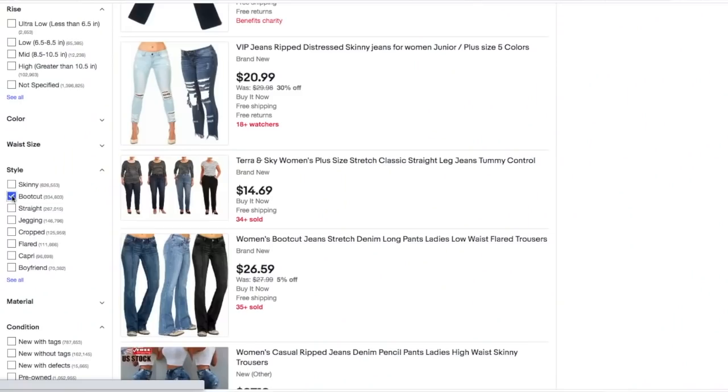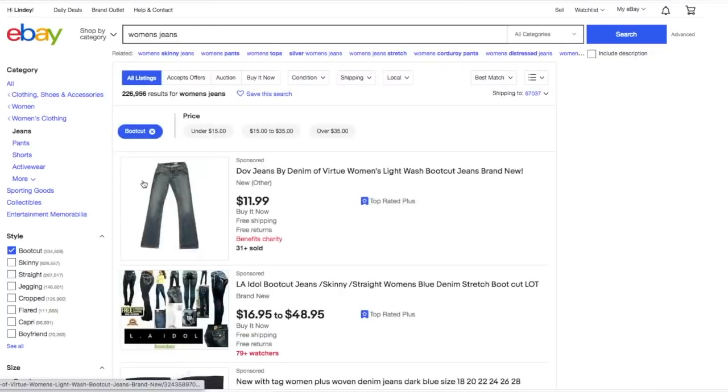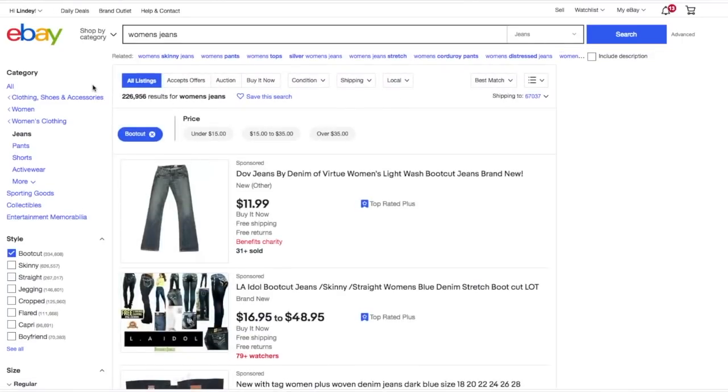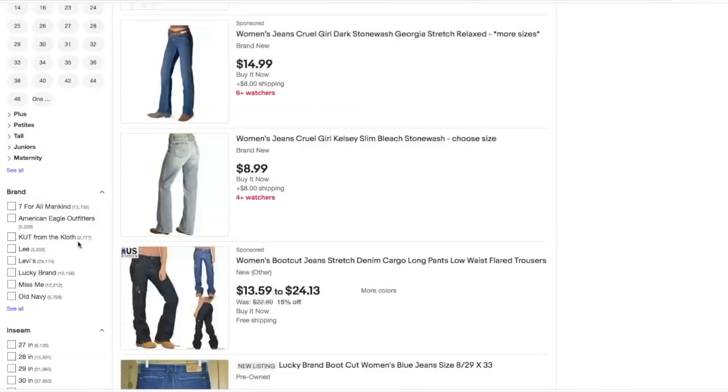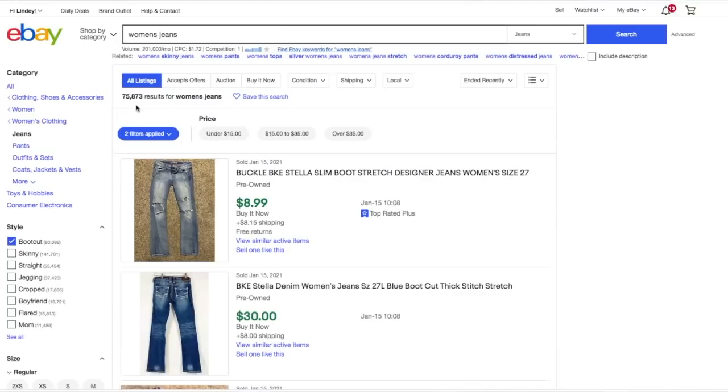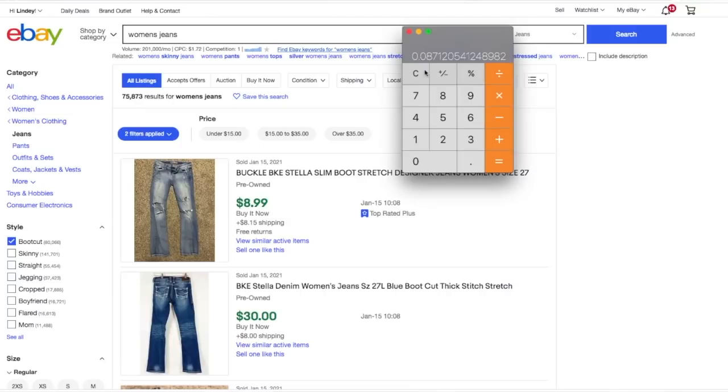You'd have to look at other categories to get a better idea. So let's take a look at another category. All right, let's take a look at bootcut jeans. So we can see bootcut jeans have a total of 226,956 active items. Let's find out how many have sold. So in the last 90 days, we have a total of 75,873 sold. So let's bring up our calculator again.